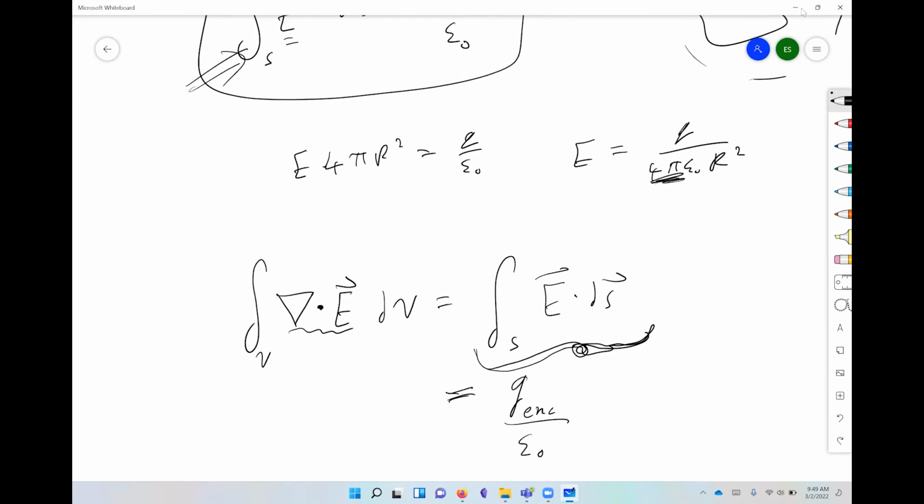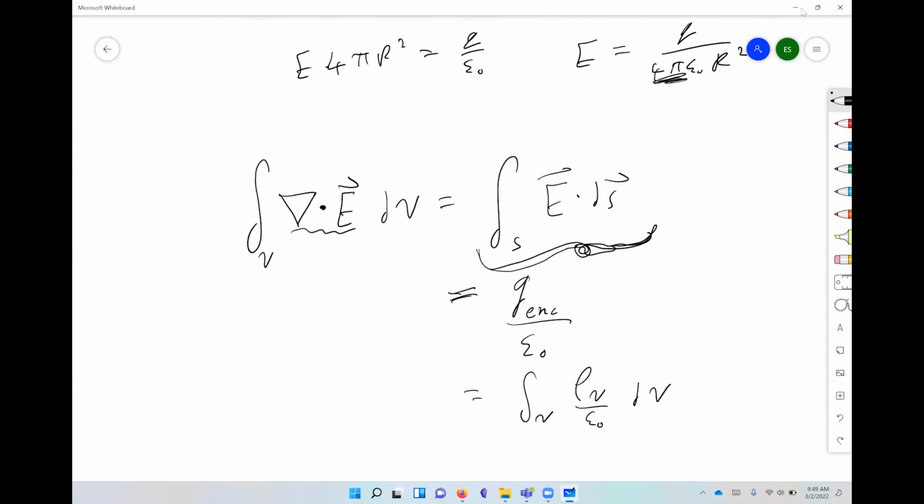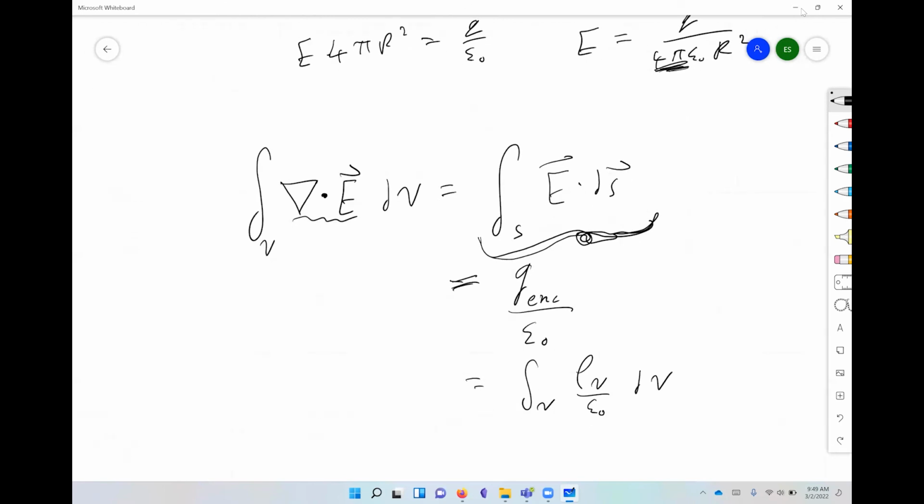We already knew that. But what is the total enclosed charge? I can write it as a volume integral of rho V over epsilon naught dV. Right, the total charge is just the integration over the volume of the charge density. So I have two integrals that are equal. For them to be absolutely equal, their interiors have to be equal, right? Because remember, this has to be equal for any volume. Remember Gauss's law, this is a key concept.